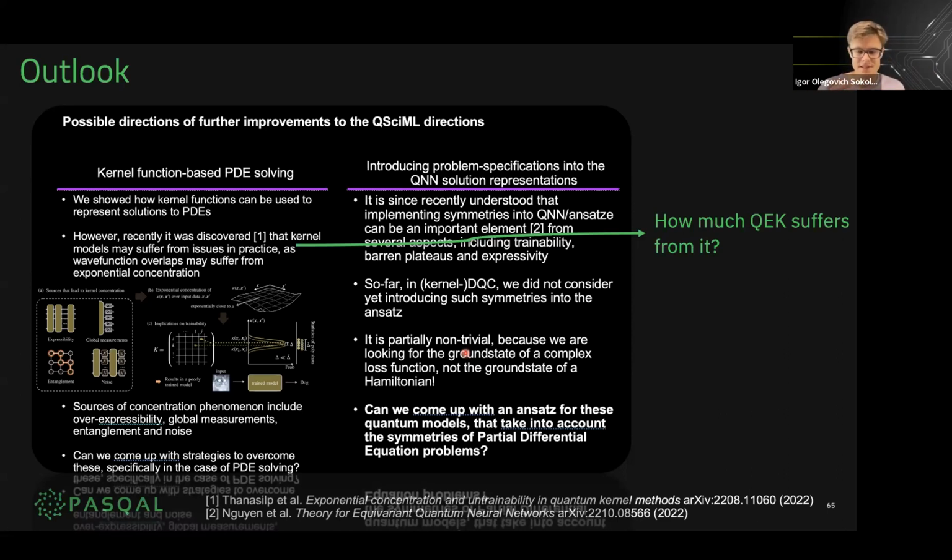So it suppresses all problems. It becomes expressive enough, it's trainable, and over-parameterization is achieved very quickly, so you don't need a lot of layers to get good generalization, for instance.